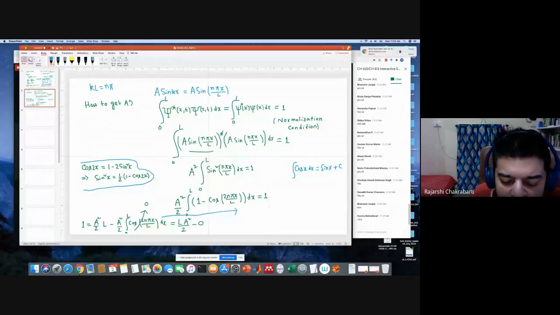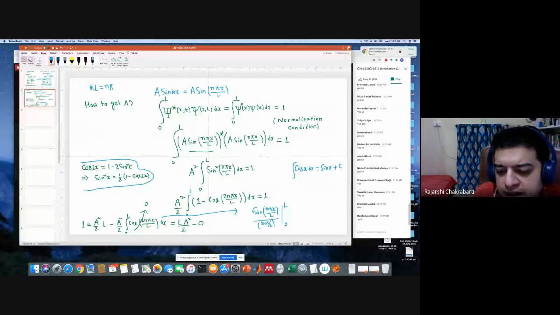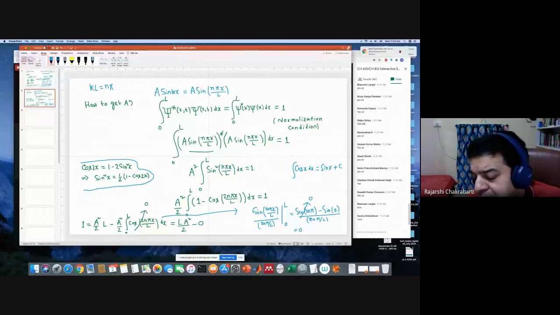So essentially, this part will give you something like sine of 2n pi x by L, but you have to divide this by 2n pi by L, isn't it? And then you put the limits 0 to L. This is equal to sine 2n pi minus sine 0, divided by n pi. Any problem? And this is equal to 0, because n is an integer. Is this fine? Please write. Is this fine?